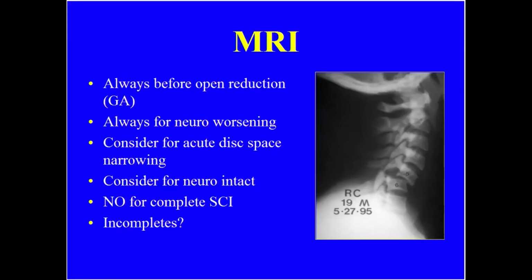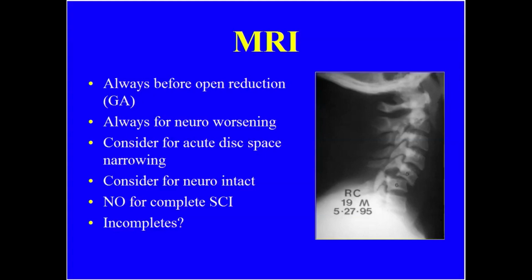Okay, just to go over the MRI question again, and then again I'll be happy to answer questions. You basically always do it before open reduction, with the only exception possibly being the patient who has a complete spinal cord injury. You certainly always do it if you're doing a reduction and the patient gets worse neurologically. Then you back off on the weight and you hurry down for an MRI scan.